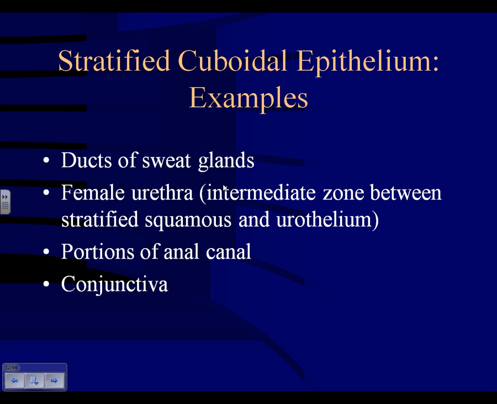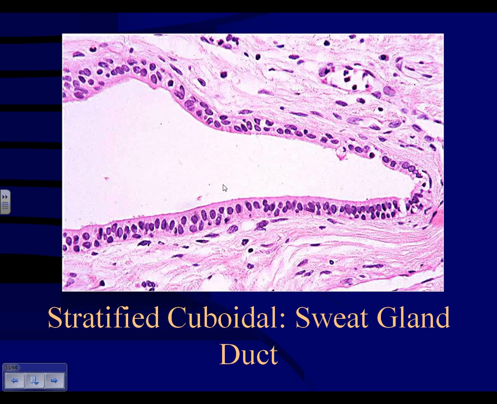All right, stratified cuboidal epithelium: there aren't very many examples of it compared to the other kinds of epithelium. The ducts of sweat glands are stratified cuboidal. The female urethra, again, as cytologists, that's not something we generally sample. Portions of the anal canal and the conjunctiva, again, these are not areas that are typically sampled by cytology, but it's important to know about them.